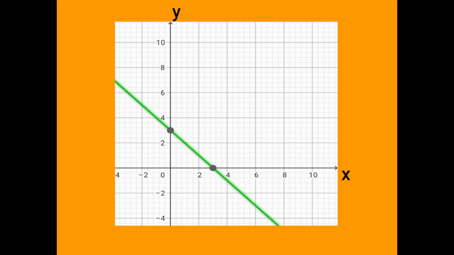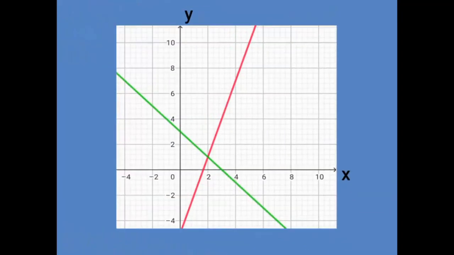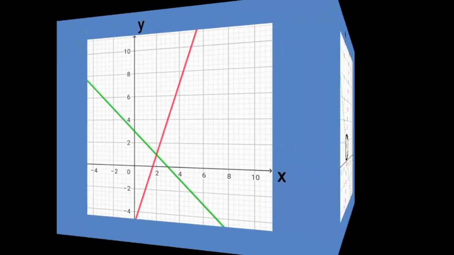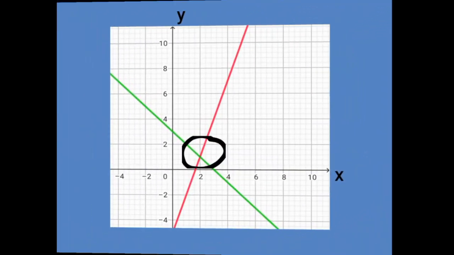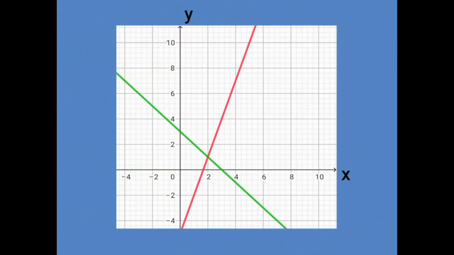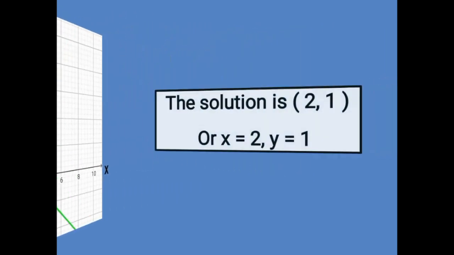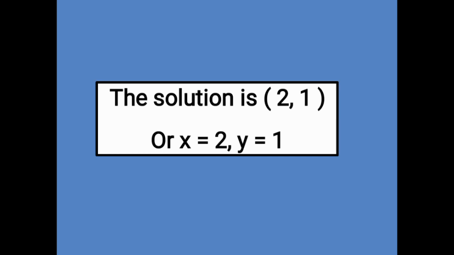Now, let's draw the two graphs on the same axis. As you can see here, there is one intersection point. This point of intersection is the solution to the two simultaneous equations y equals 3 minus x and y equals 3x minus 5. You can read the coordinates of the point of intersection from the graph. So, the two graphs meet at the coordinates (2, 1), and hence the solution to the pair of simultaneous equations is x equals 2, y equals 1.